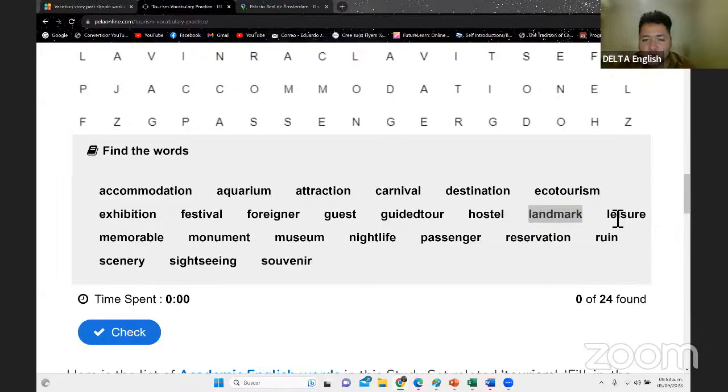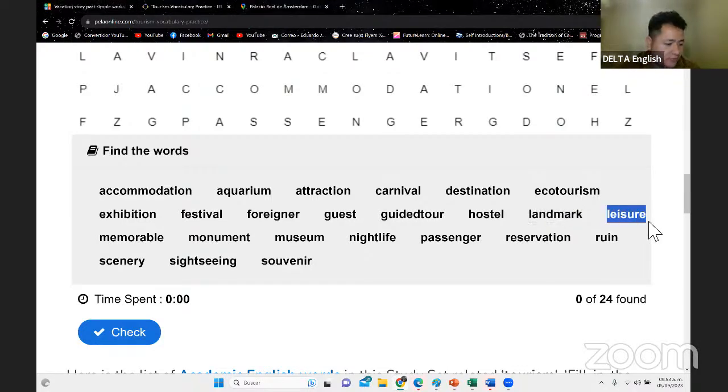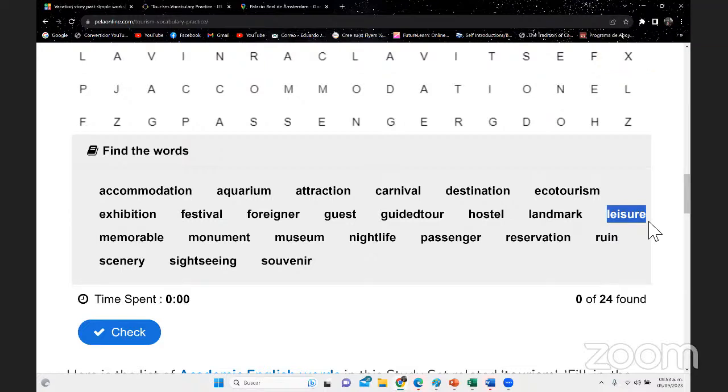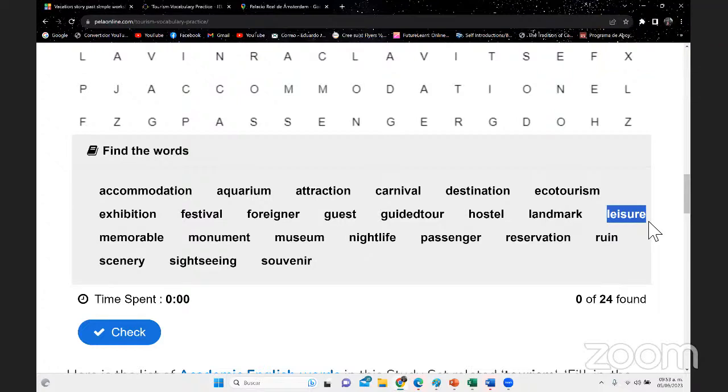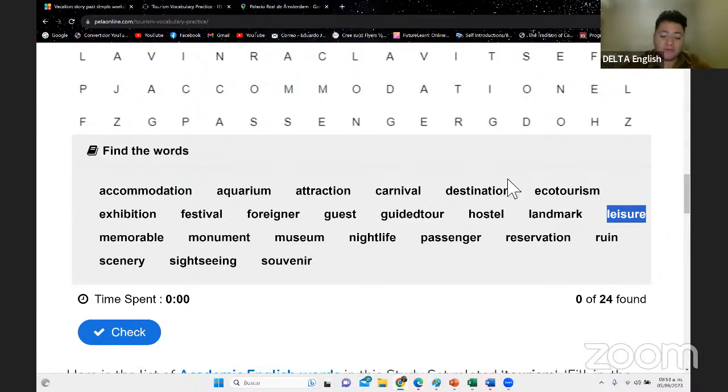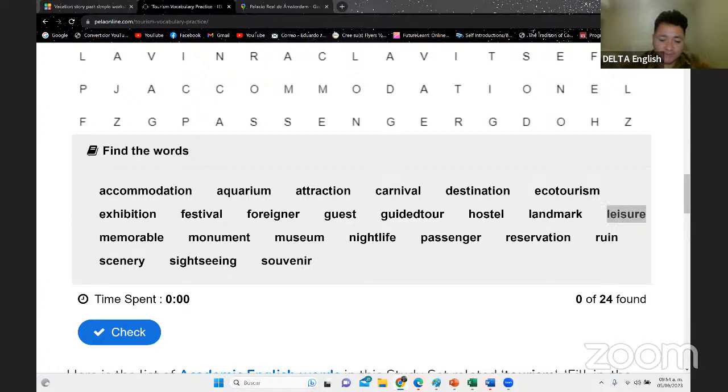Now we have the word leisure. Do you know leisure? No, teacher. Well, leisure is something you do for fun. Ocio, esparcimiento. So you can say, for example, leisure activities, or in your leisure time, tu tiempo de esparcimiento.